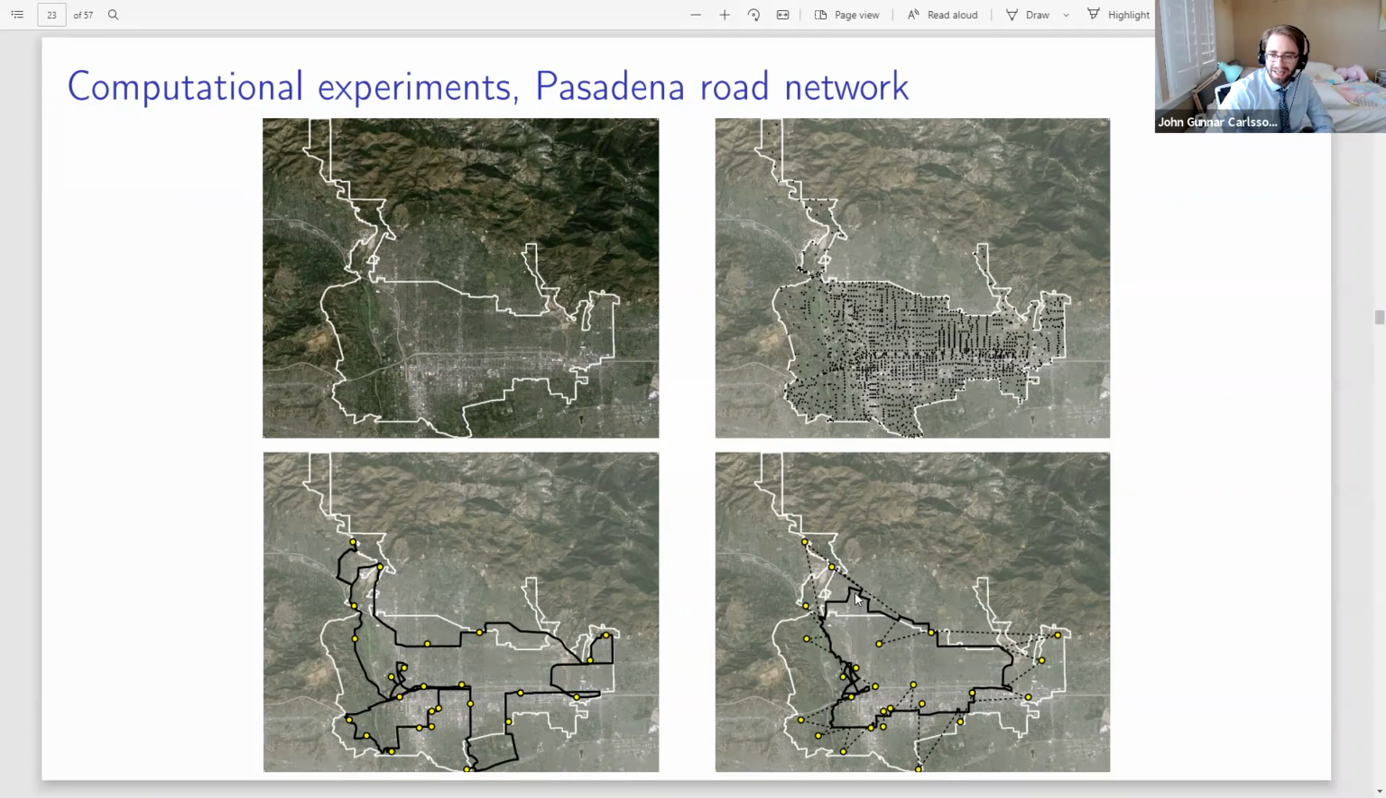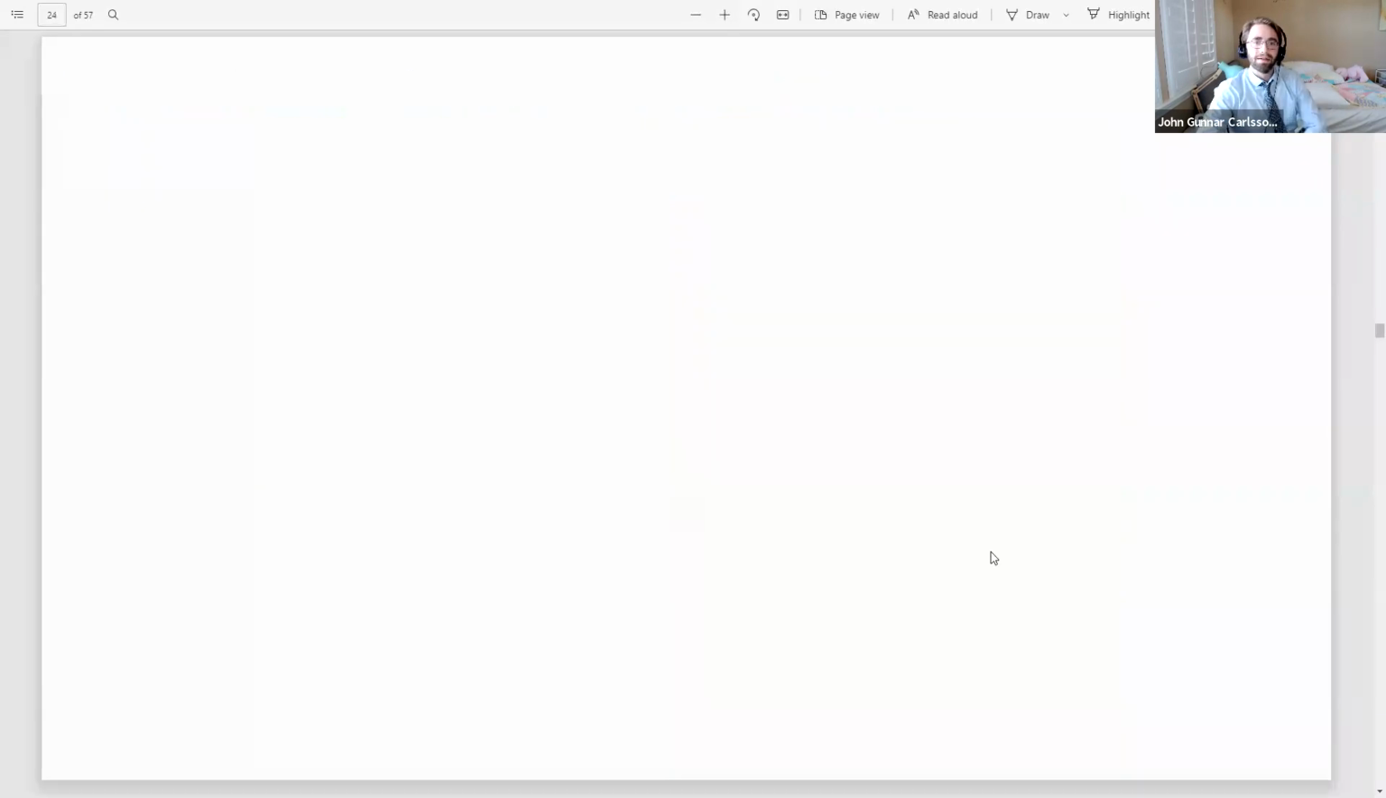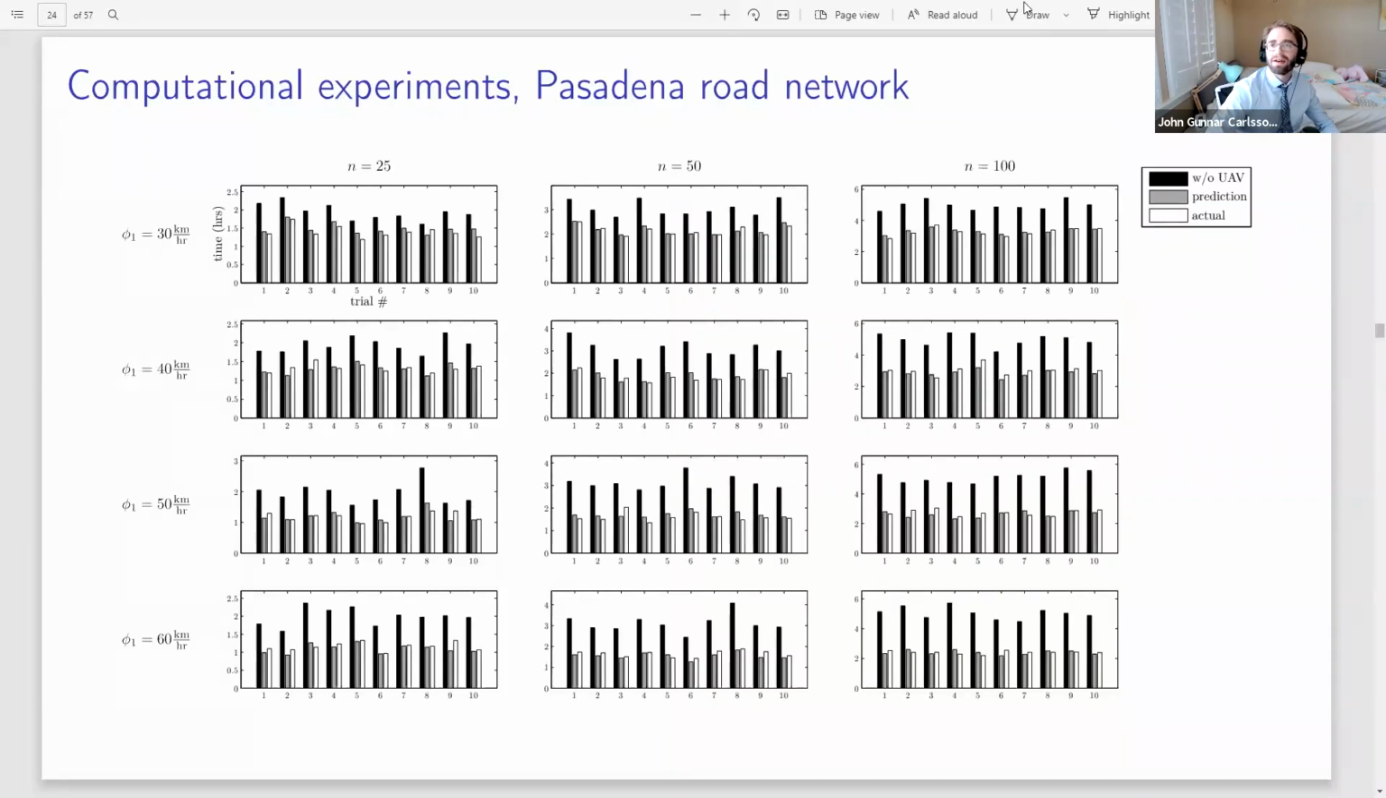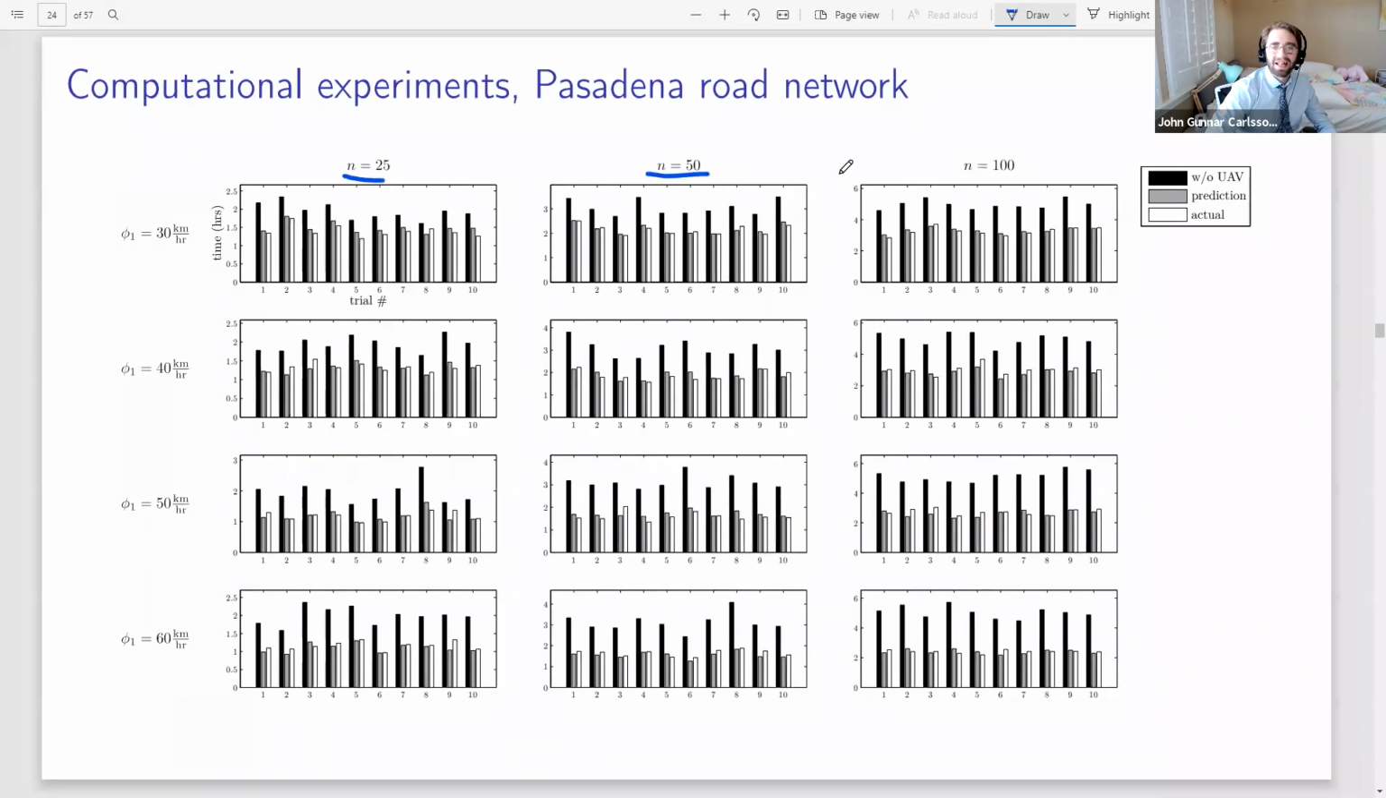So you'll notice the van is driving, the thick line here, a lot less in the bottom right than on the bottom left. And the drone is taking up a lot more of that slack there. And so what we show in this chart here, there's a lot to take in. So we've got 3 columns and 4 rows.